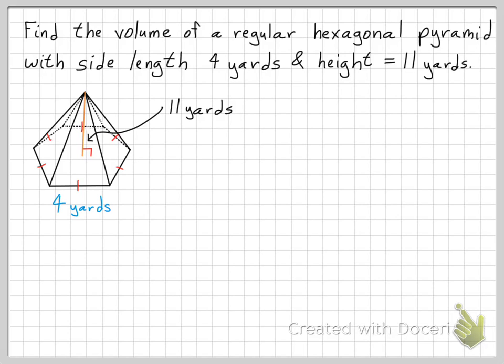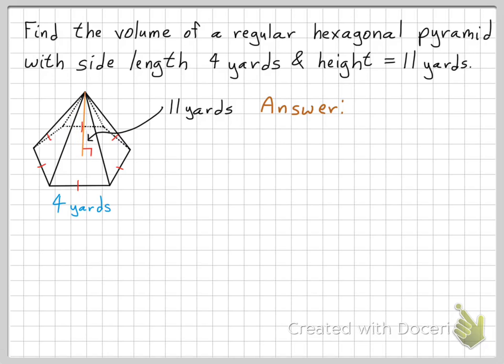So, this is a regular hexagonal pyramid, so the base is a regular hexagon. That means that all the sides are congruent, right? And each side length is 4 yards, and the whole entire pyramid, in other words, if you were able, for example, to stand in the center of the three-dimensional figure and look up, the height would be 11 yards.